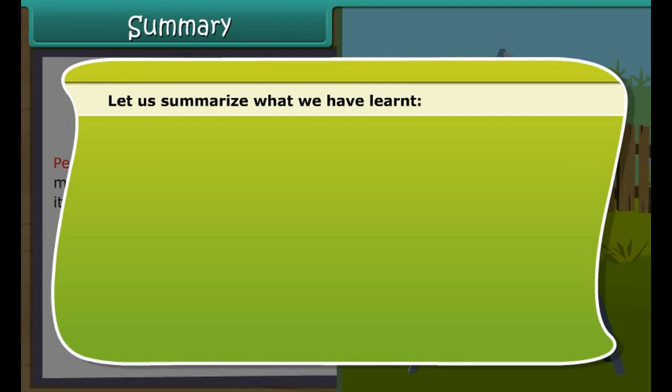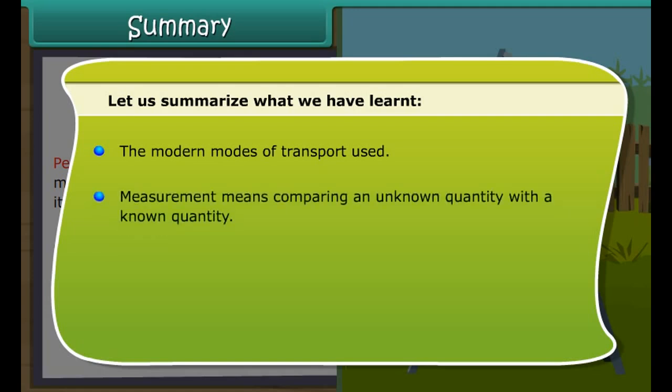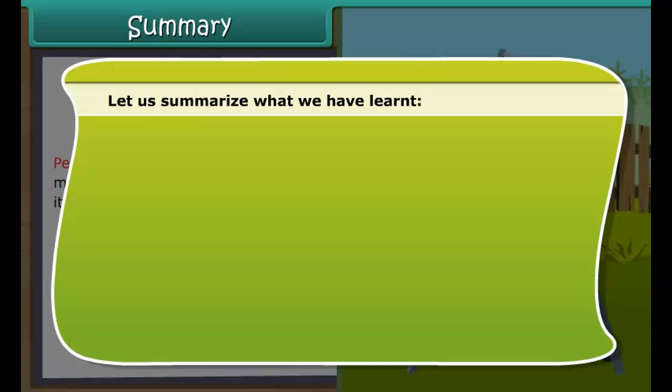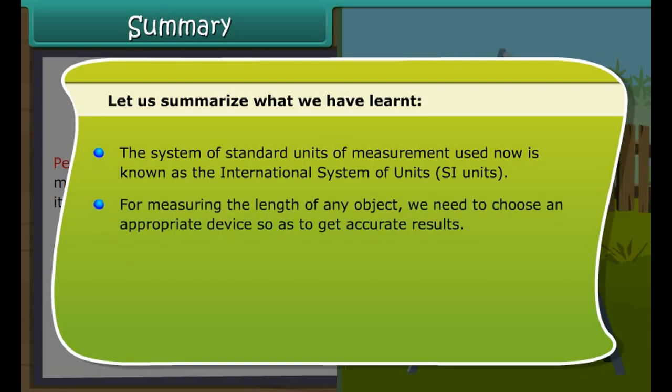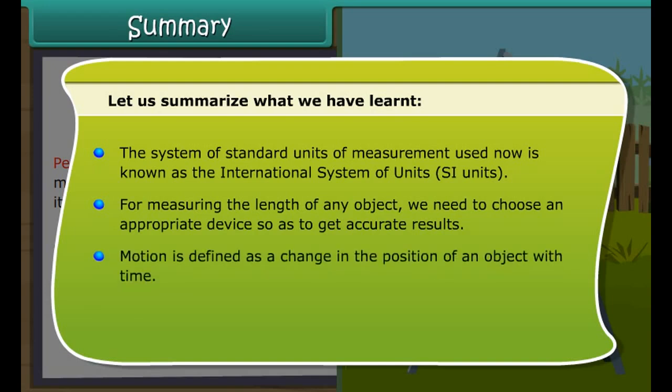Let us summarize what we have learnt. The modern modes of transport used. Measurement means comparing an unknown quantity with a known quantity. The known fixed quantity is called a unit. In the early days, units of measurements included the length of a foot, the width of a hand, and the distance of a step. The system of standard units of measurement used now is known as the International System of Units, or SI units. For measuring the length of any object, we need to choose an appropriate device so as to get accurate results. Motion is defined as a change in the position of an object with time.